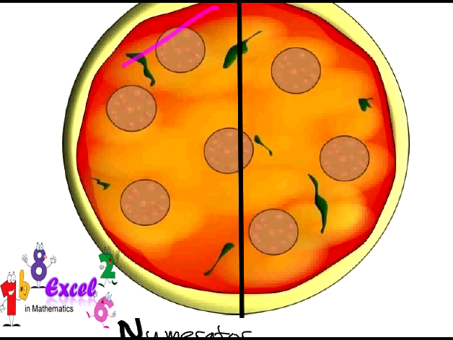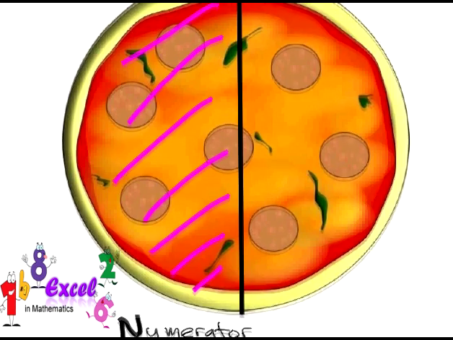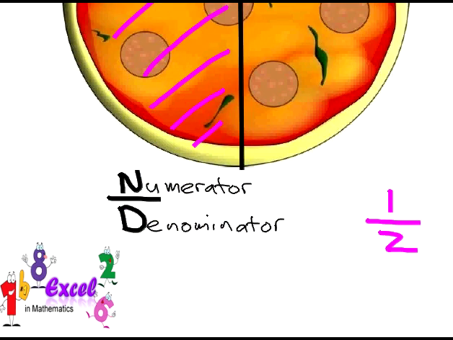So if we take just this one part of the pizza, we have then eaten one of the two, and then we write it as a fraction: 1 in the numerator, 2 below the line in the denominator. So that then is a fraction. 1 over 2, or 1 out of a possible 2.